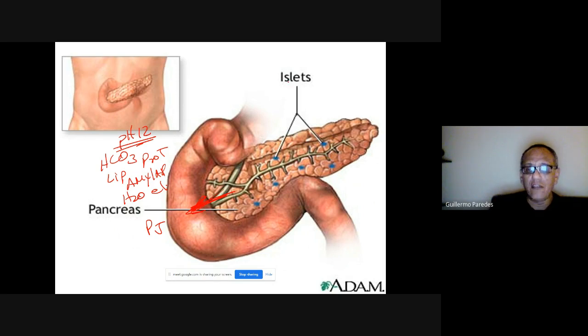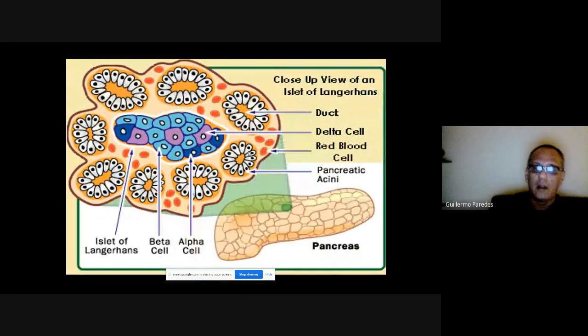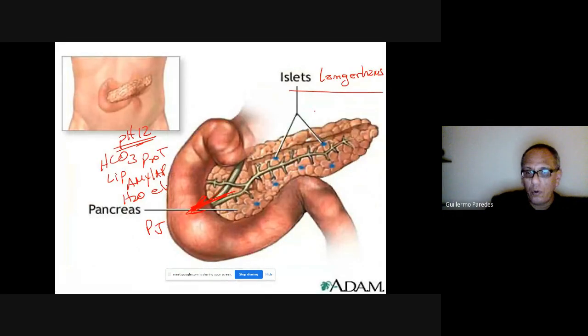Now, we have the islets of Langerhans. Imagine the pancreas like a gelatin, and these blue dots are the blueberries floating in the gelatin. So these blueberries are the islets of Langerhans. These are the ones that produce some hormones that we will see now. Let me see if I have the picture. There you are. This graphic is not so nice because they are mostly located in the tail of the pancreas. Anyhow, so we have these islets of Langerhans.